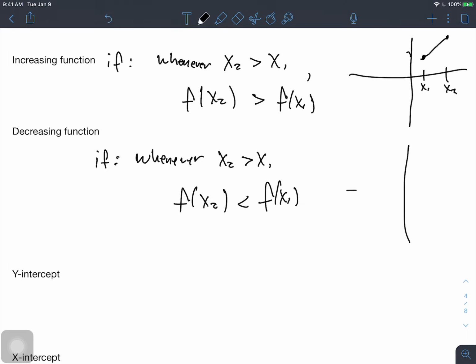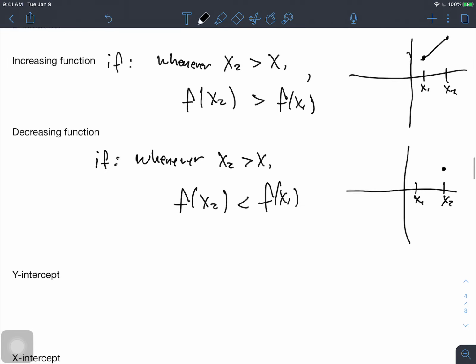So what does that look like on our graph? We've got x1, x2. And I'm saying that the point at x1 is actually going to be higher. So we're going down. Okay? So we're always moving left to right.